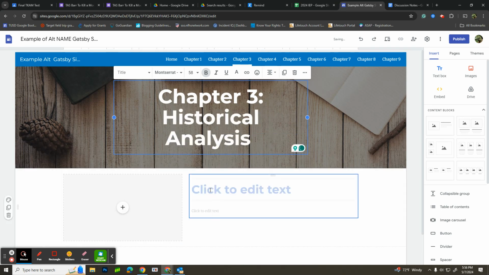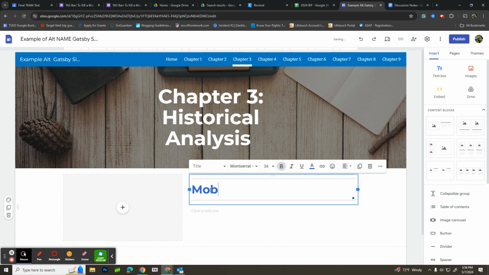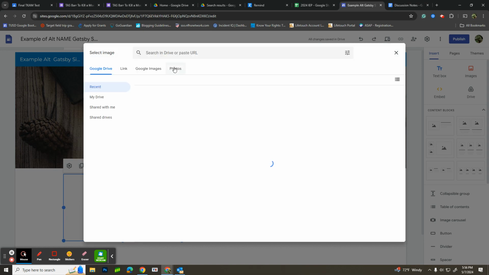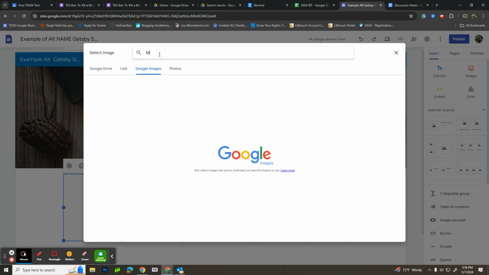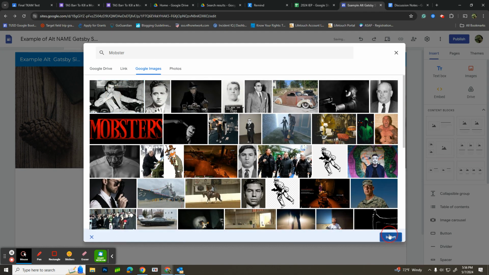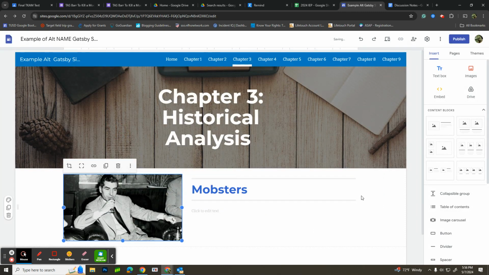And I am going to do mobsters. I'm going to go up through here, select my image, go to Google Images, put mobster. I'm going to pick Al Capone. I'm going to say insert, and there I've got him.